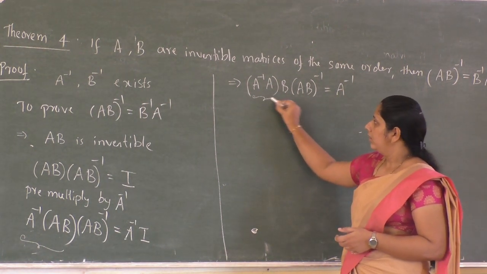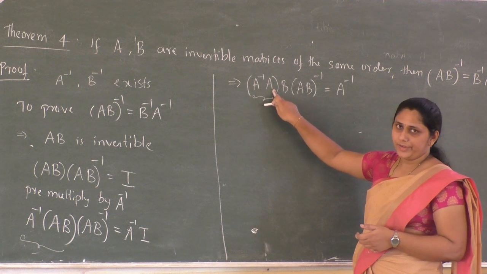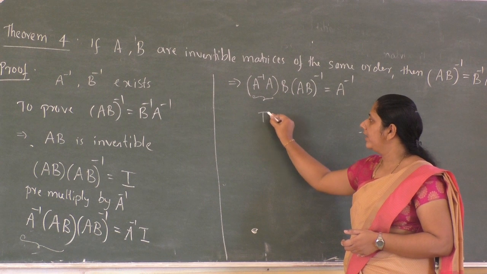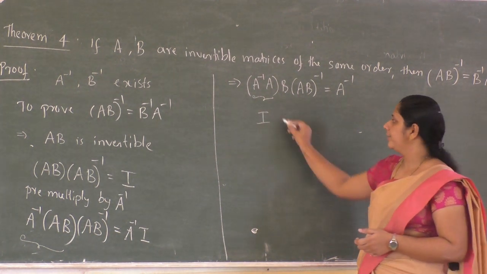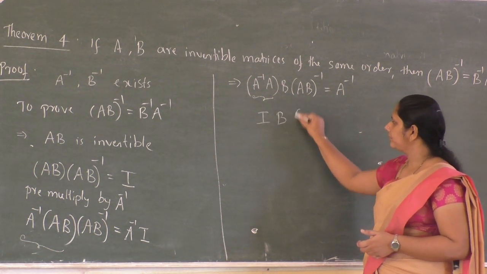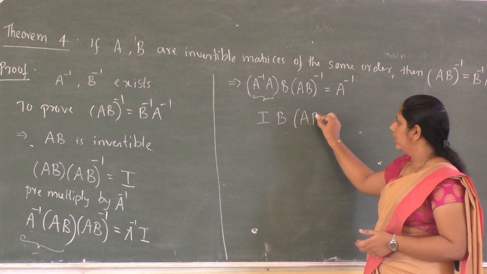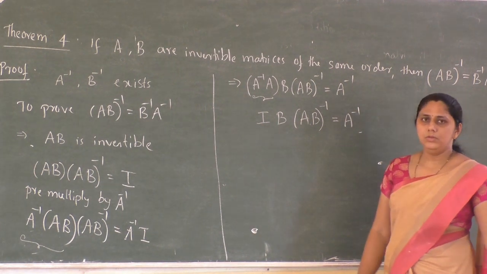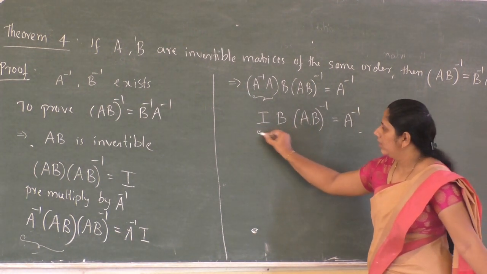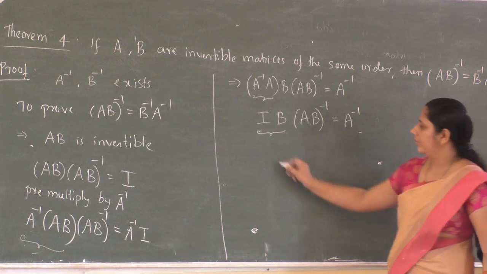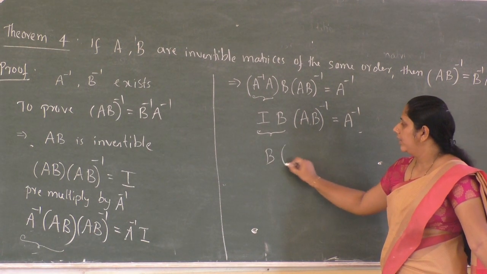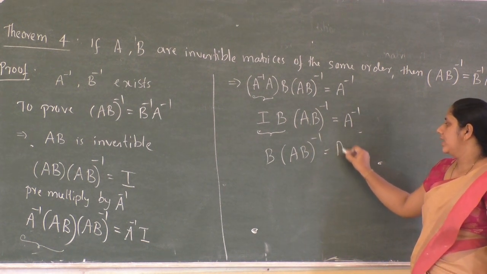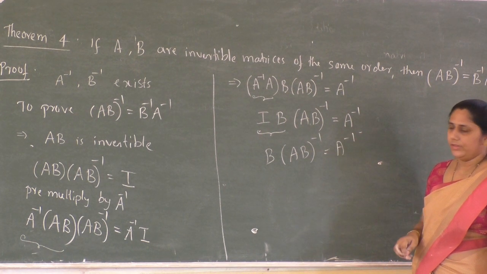Now A inverse is the inverse of A. Since A is invertible, A inverse into A must be equal to the identity matrix. So identity matrix into B into (AB) whole inverse is equal to A inverse. Now matrix I into B is equal to B, so B into (AB) whole inverse is equal to A inverse.